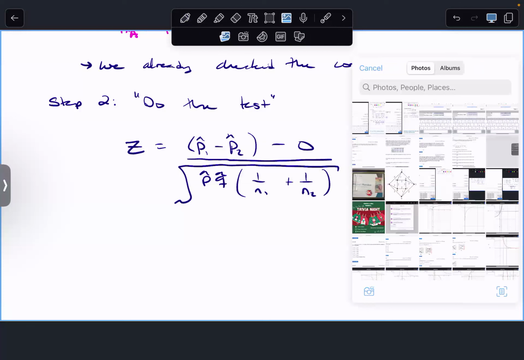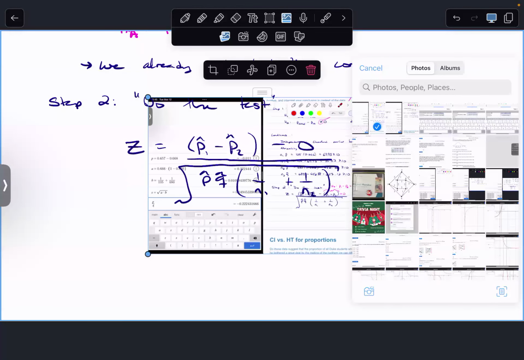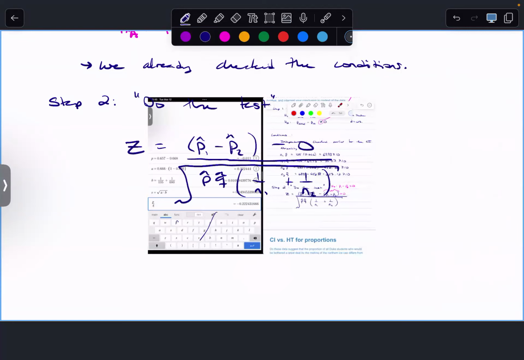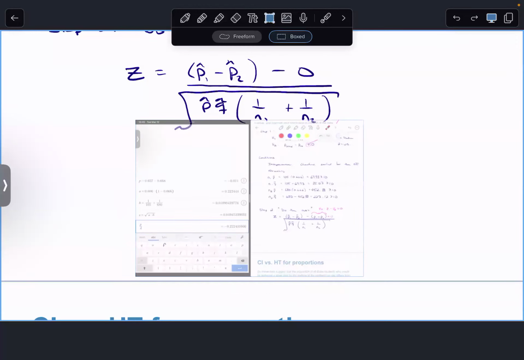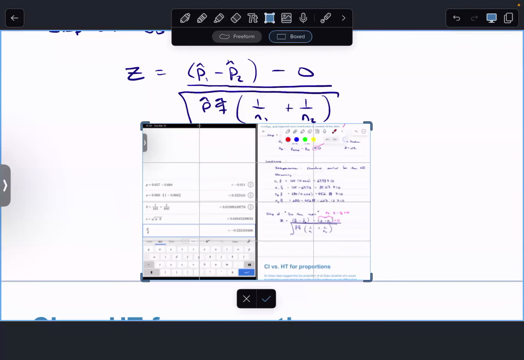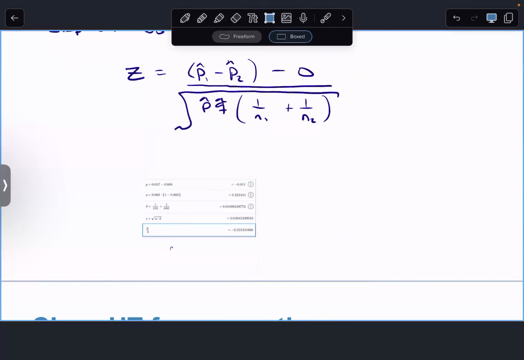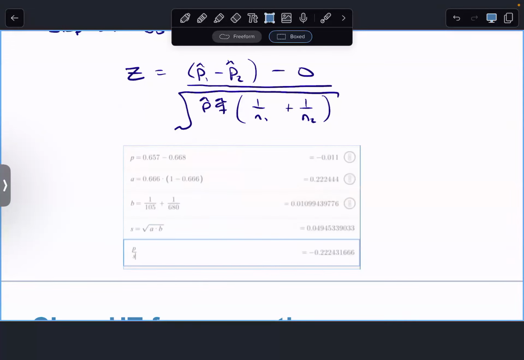Probably a little bit confusingly, I'm going to just grab the calculation again that I already did. Sorry, save us a little bit of time here. You don't need to save time, I need to save time. I know.